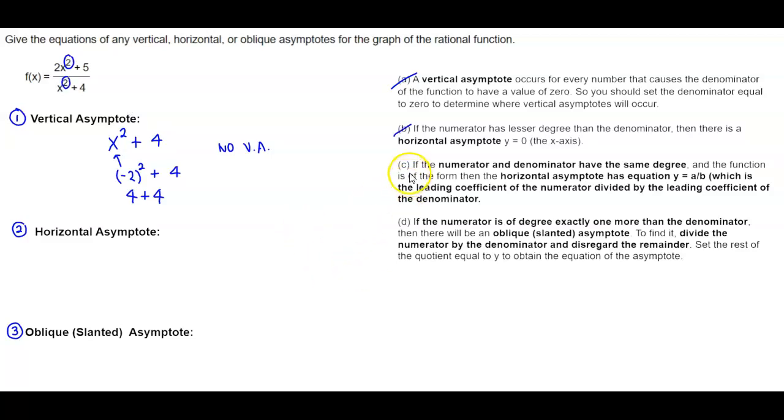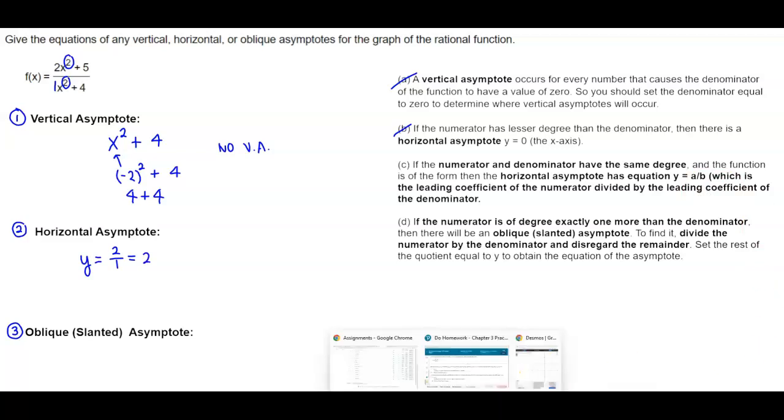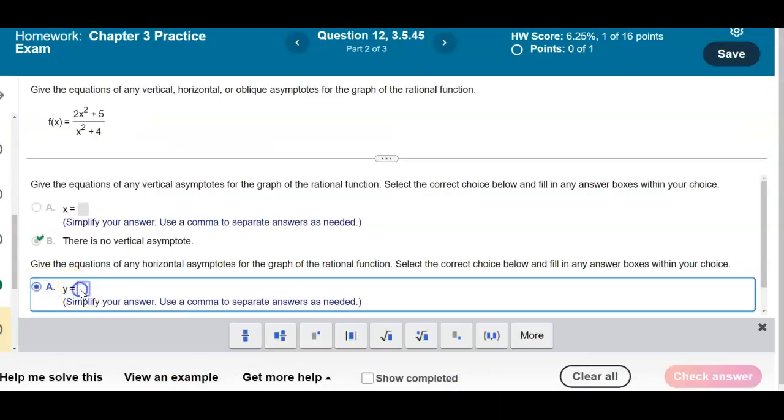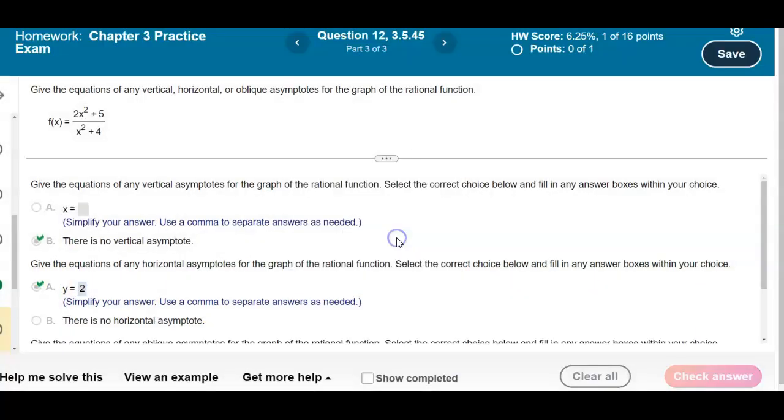Now, if we take a look at C, it says if the numerator and denominator have the same degree, which they do, and the function is of the form of a rational function, then the horizontal asymptote is going to have the equation y equals a over b, where a is the leading coefficient of the numerator, and you divide that by the leading coefficient of the denominator, which would be b. So this would be 2 over 1. So y equals 2 over 1, which is equal to 2. Therefore, the horizontal asymptote is y equals 2. Check your answer, and there is your result.